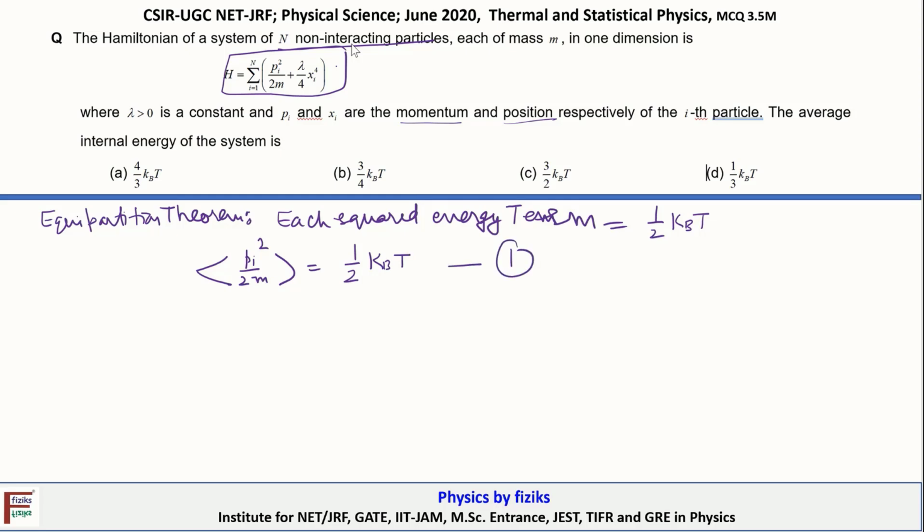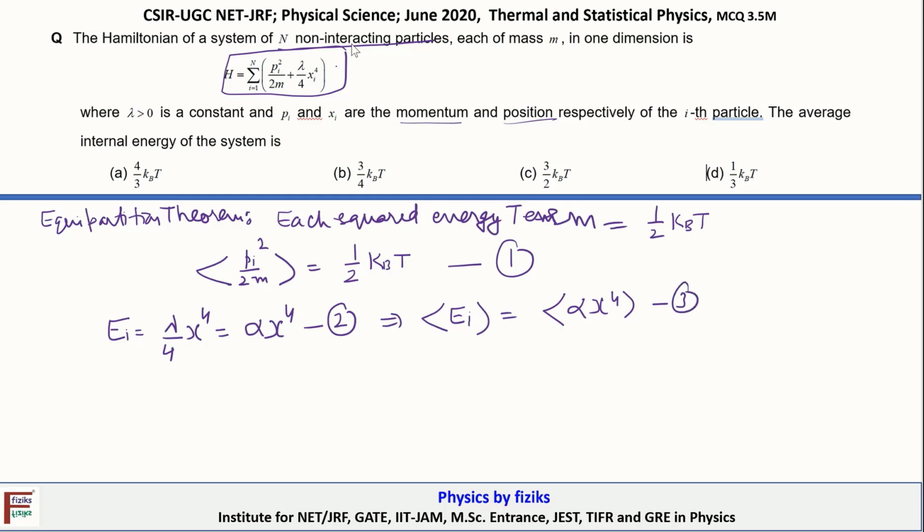Now let's try to see how we can solve the second part. So now we have to determine the average value of the second term, which is lambda by 4 x^4. If I note this as E_i, this is equal to lambda by 4 x^4. Here lambda by 4 is simply a constant, so I am going to replace lambda by 4 with a constant alpha, times x power 4. So basically we have to determine the mean value of E_i, which will be equal to the mean value of alpha x^4.